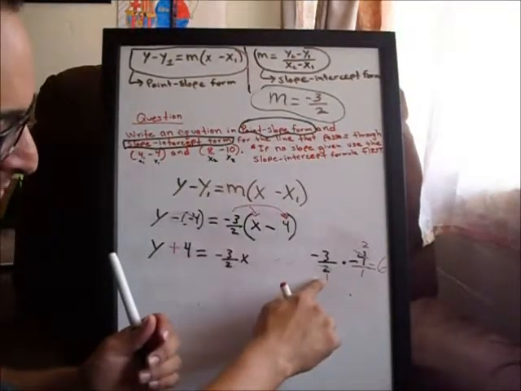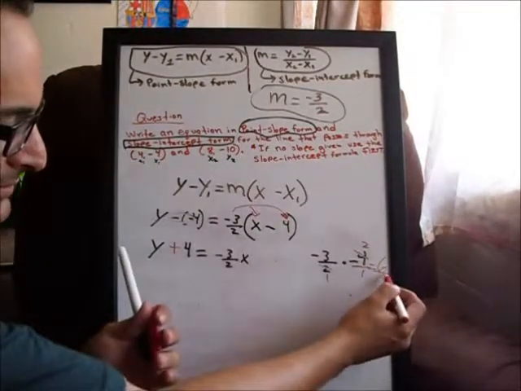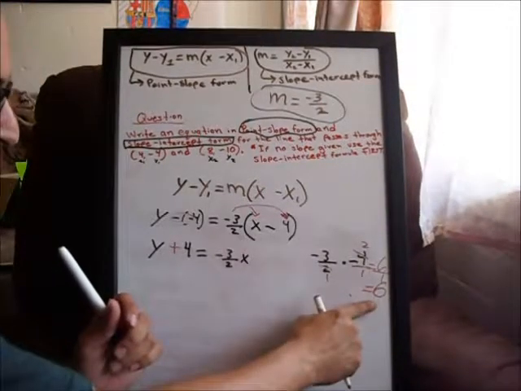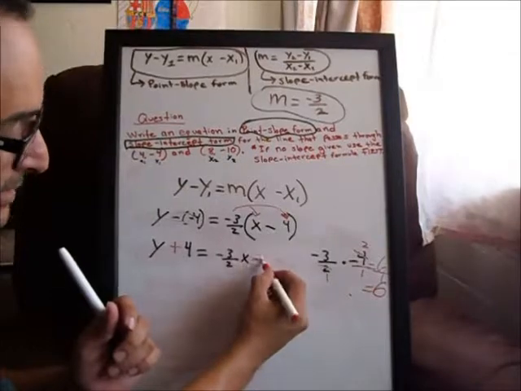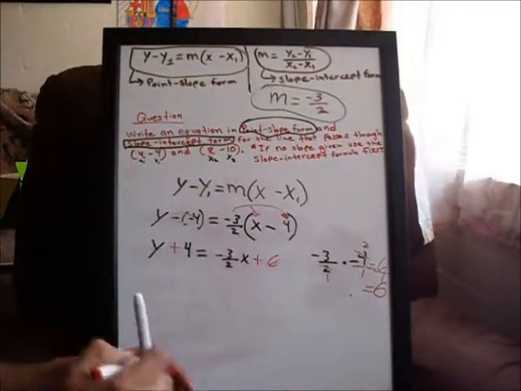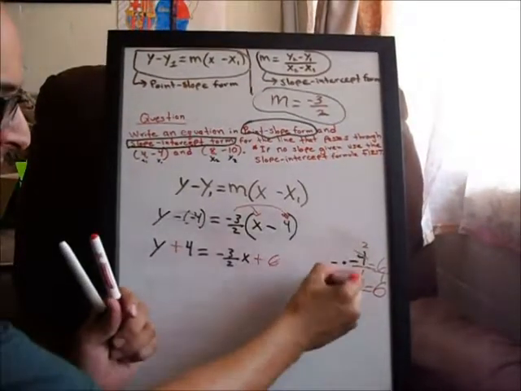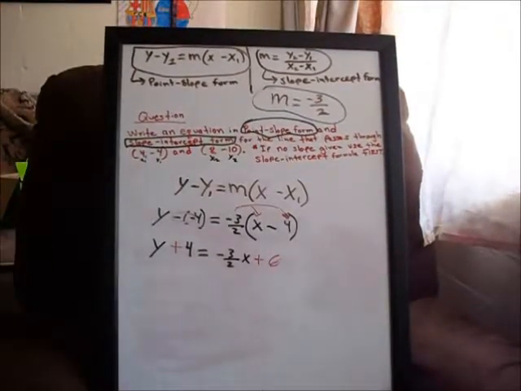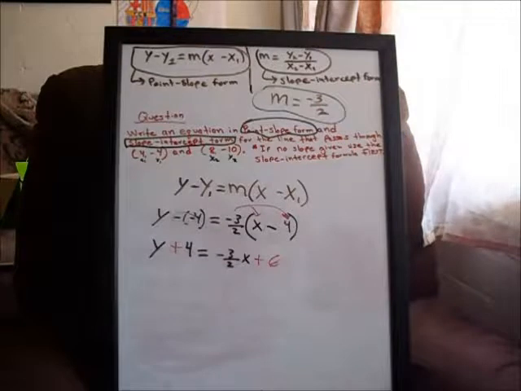And we don't do this part. 1 times 1 is 1, but it's the same as 6. So this 6, put it here. Positive 6. Remember that. Positive 6. Okay? So I'm going to erase this. And we continue solving the equation.